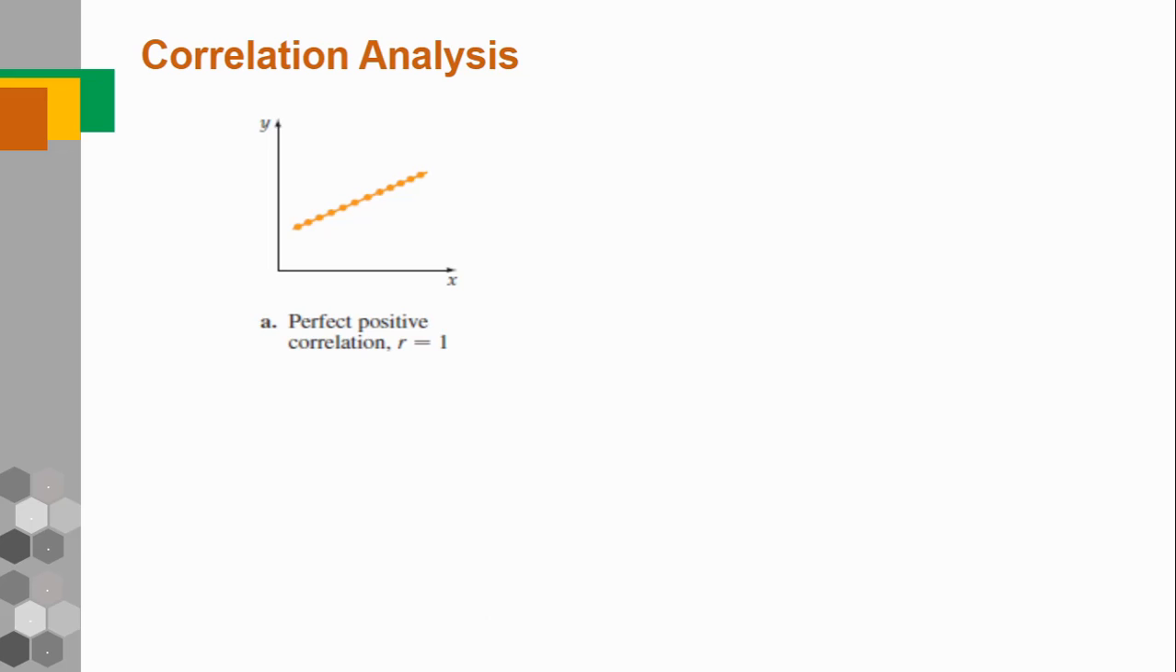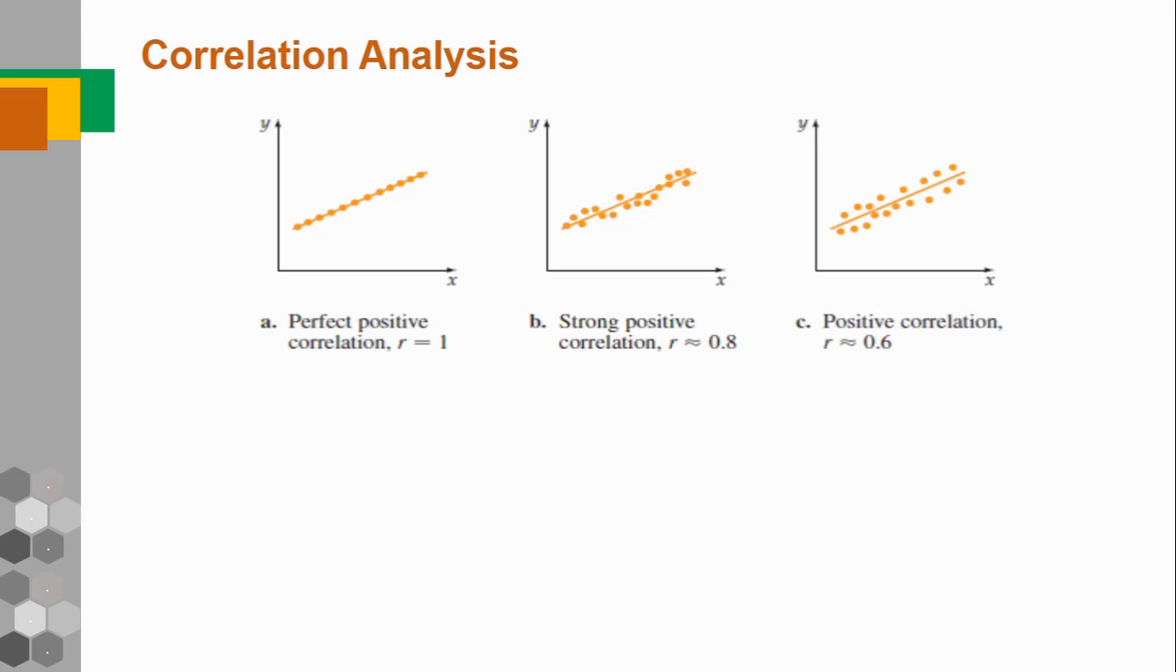This first plot shows a perfect positive correlation. That is R equals positive 1. The next plot shows a strong positive correlation. That is R is approximately equal to 0.8. Next, this plot shows a positive correlation. That is R is approximately equal to 0.6. Next plot, this shows a strong negative correlation. That is R is approximately equal to negative 0.9.